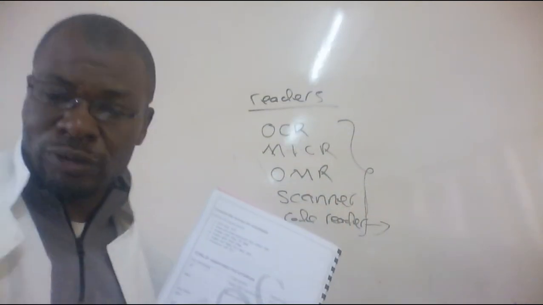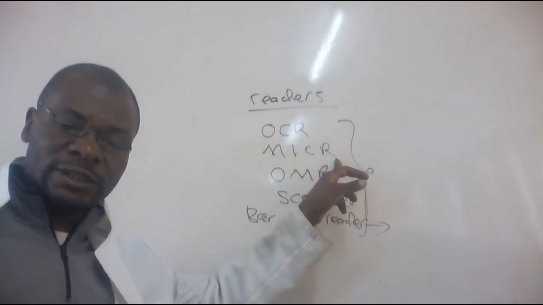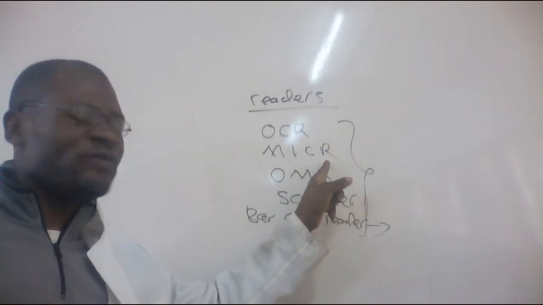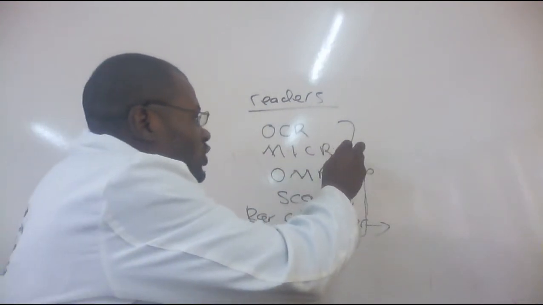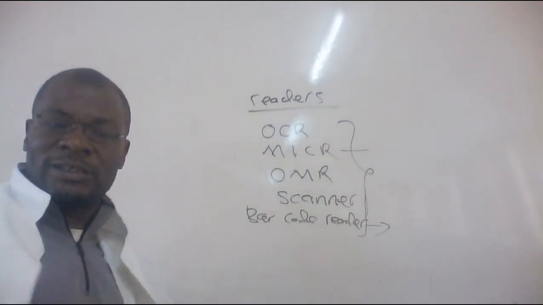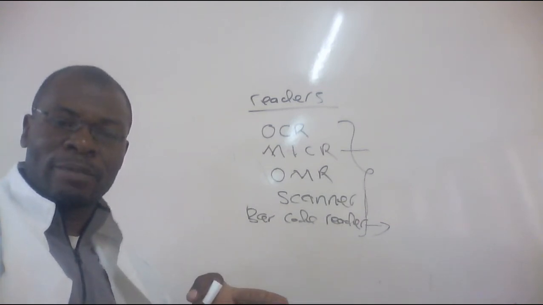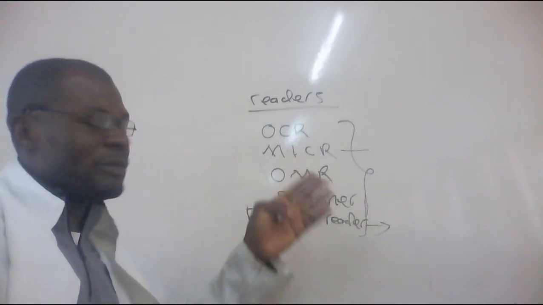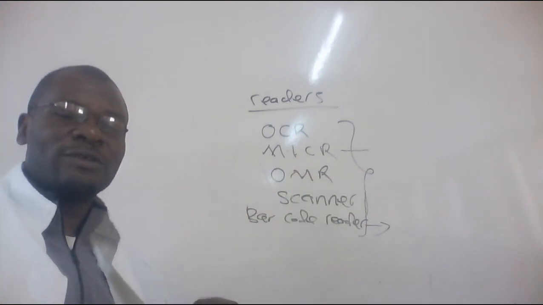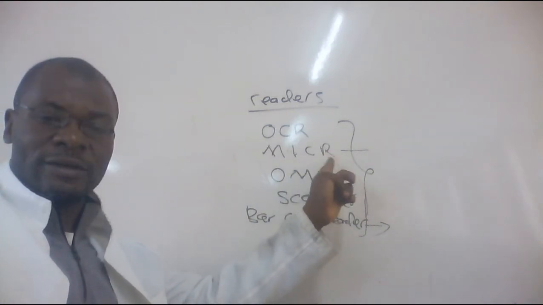Then I've got what we call the magnetic ink character recognition. This one is very common in the banking sector because it is used to process checks. It reads the ink characters found at the bottom of the check and sends them into the computer system. And obviously it can be used to decide whether this check is real or not. That's the function of the magnetic ink character recognition.